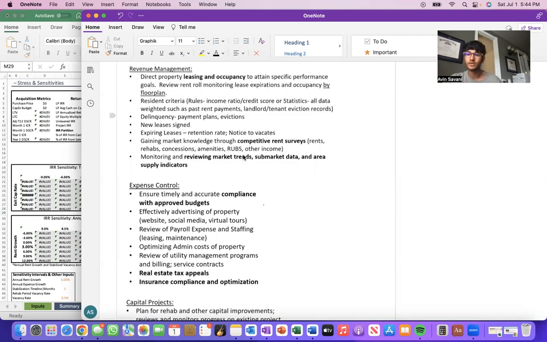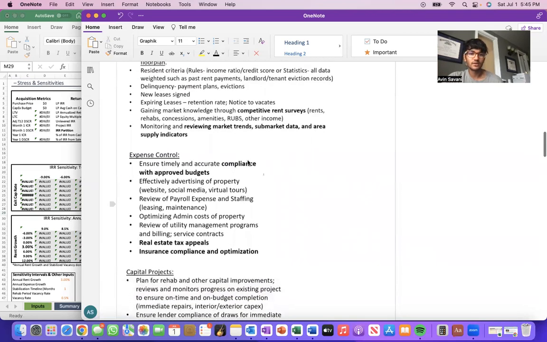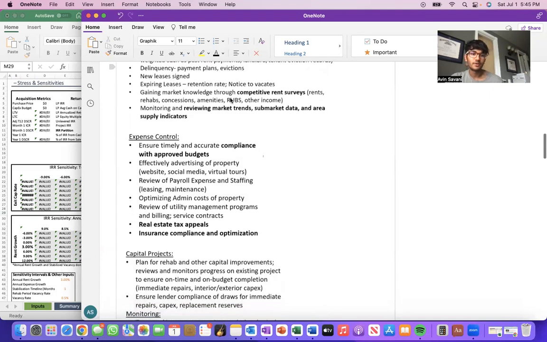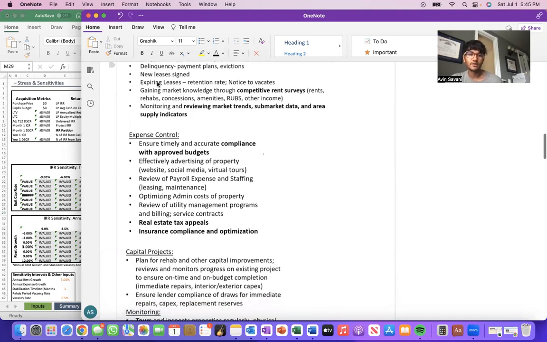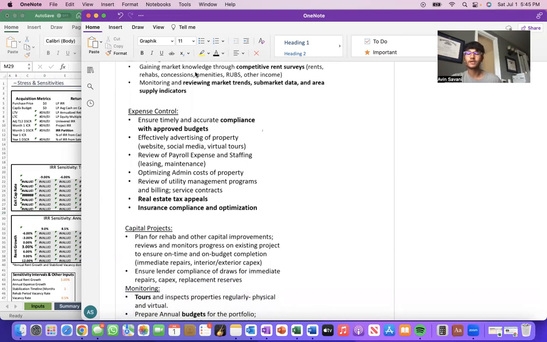So you have studios, 1 beds, 2 beds, so you can track the occupancy by each floor plan, which is great. So obviously with resident criteria as well, making sure that they're on pace with their background checks as far as income verification, rent to income ratios, all of that, and other things like landlord tenant eviction records and laws and everything. Delinquencies, we address that. Expiring leases, we address that. We address market. Oh, actually, we didn't do this.